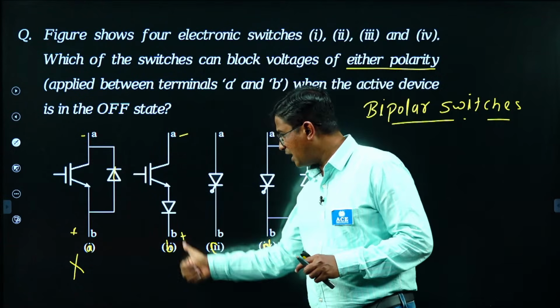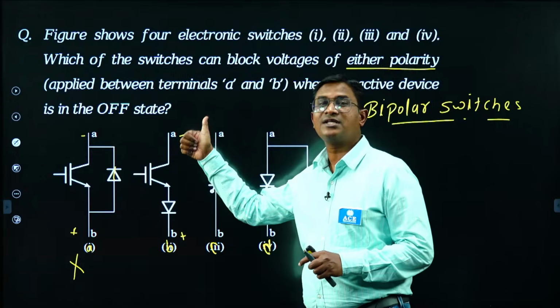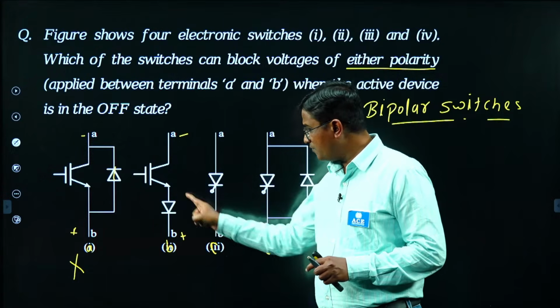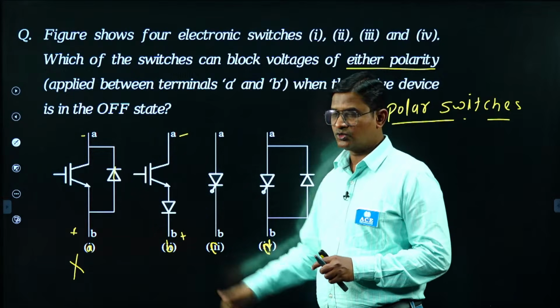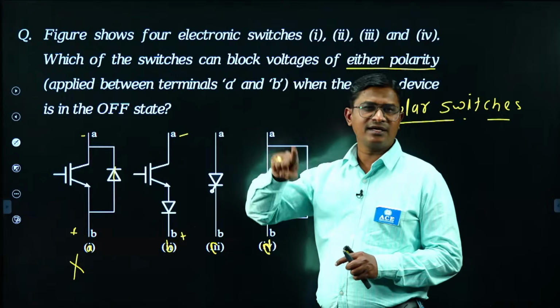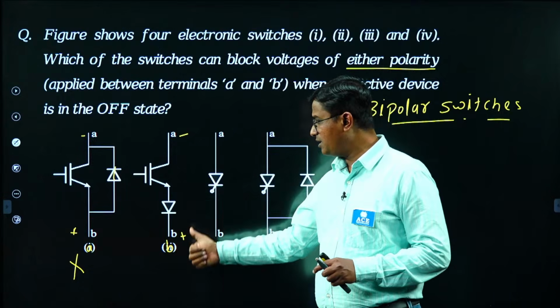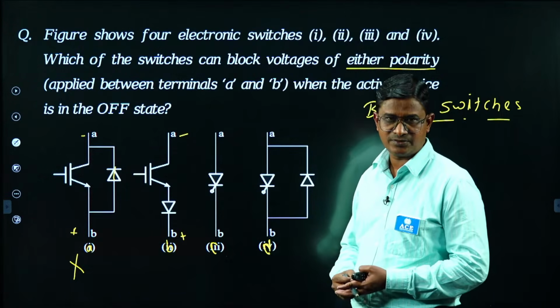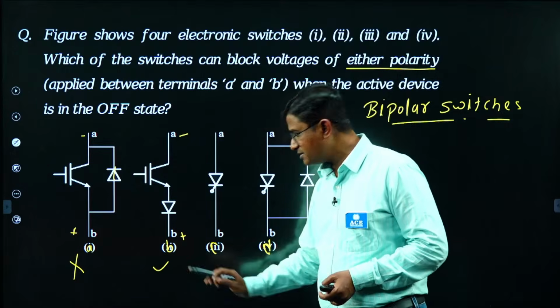So my battery will try to circulate current in a reverse direction, that is upward direction, but the diode will not allow the current now. So reverse current is not flowing. The meaning is my composite switch has the ability to block the reverse voltage. So this is a bipolar device.